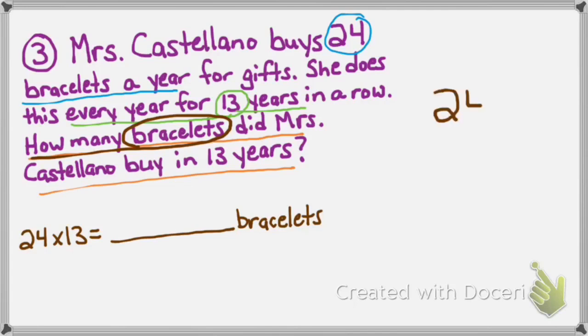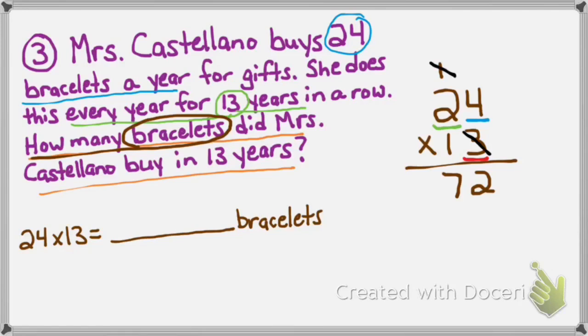I'll write my problem vertically, 24 times 13, and put my equal bar. Again, I must have the multiplication sign and the equal bar. And I'm ready to go ahead and solve. My bottom number, I'll concentrate on the 3 first, and I'll say 3 times 4 is 12, put down the 2, carry the 1. And now I say 3 times 2 is 6, plus 1 is 7. I'm done with the 3, so cross it out along with everything I carried.